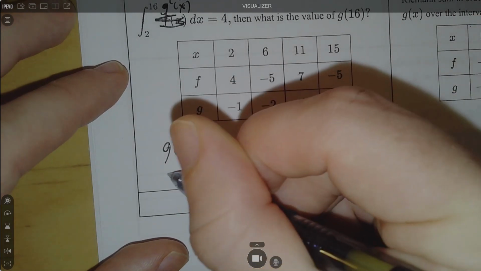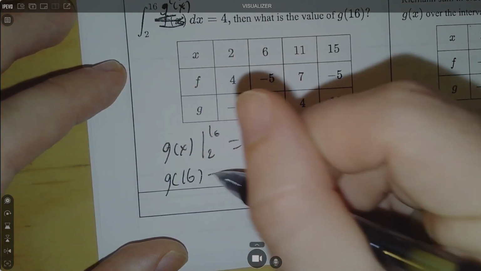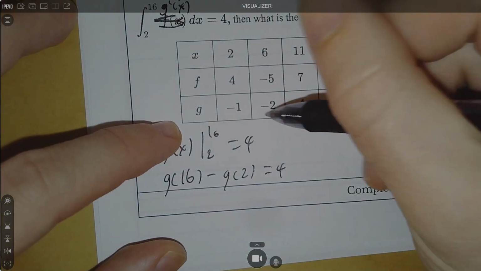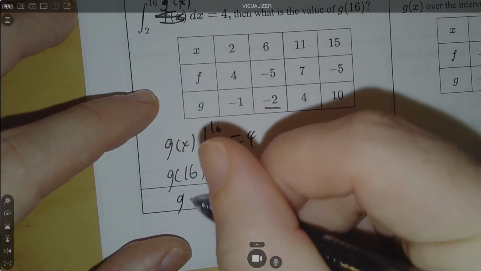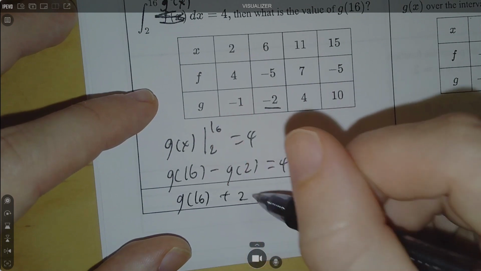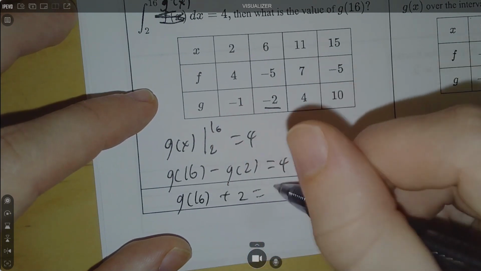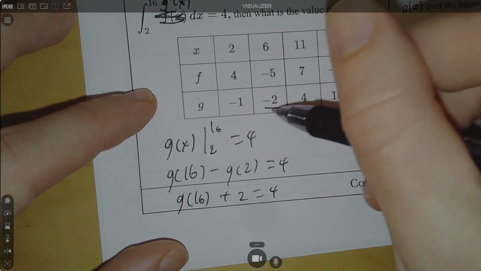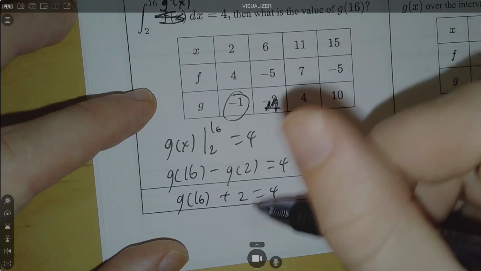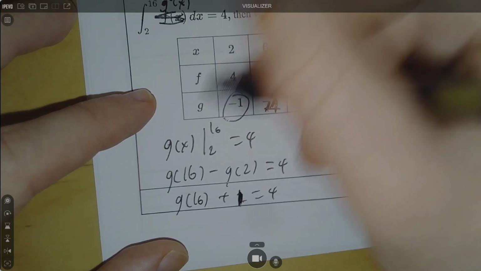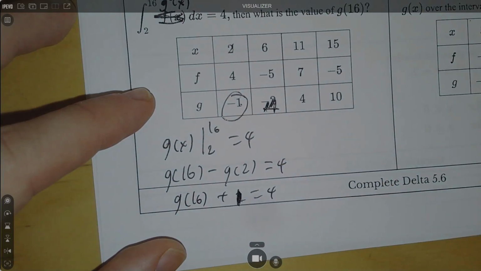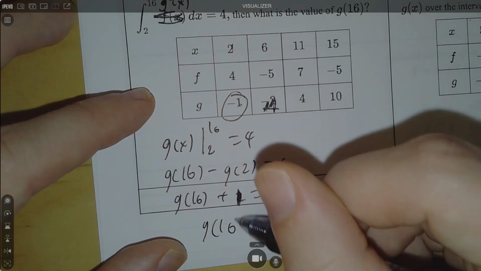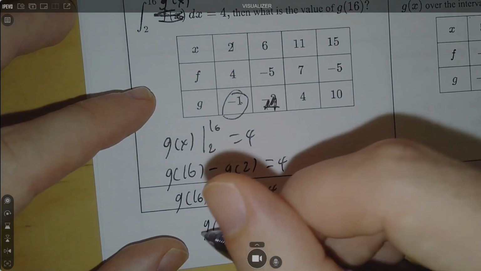So we're going to do g of 16 minus g of 2 equals 4. And I know, looking at the table, that g of 2 is negative 2. So really what I have is g of 16 plus 2, because it's a double negative, equals 4. My mistake, guys. Not here. It's right here. Negative 1 plus 1. My bad. g of 2 is 1. Sorry, I jumped ahead there. So g of 16 equals 3. That is your answer.